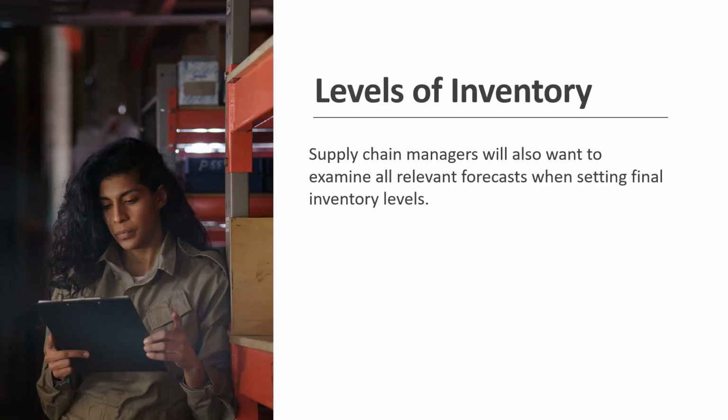Levels of inventory. Inventory carrying costs are major expenditures in any business. Inventories vary according to the form and function and include raw materials, finished product, dead stock, perishables, and work-in-progress goods. Supply chain managers will need to coordinate between various departments, but especially production and customer service, to determine appropriate levels of inventory. Supply chain managers will also want to examine all relevant forecasts when setting final inventory levels.